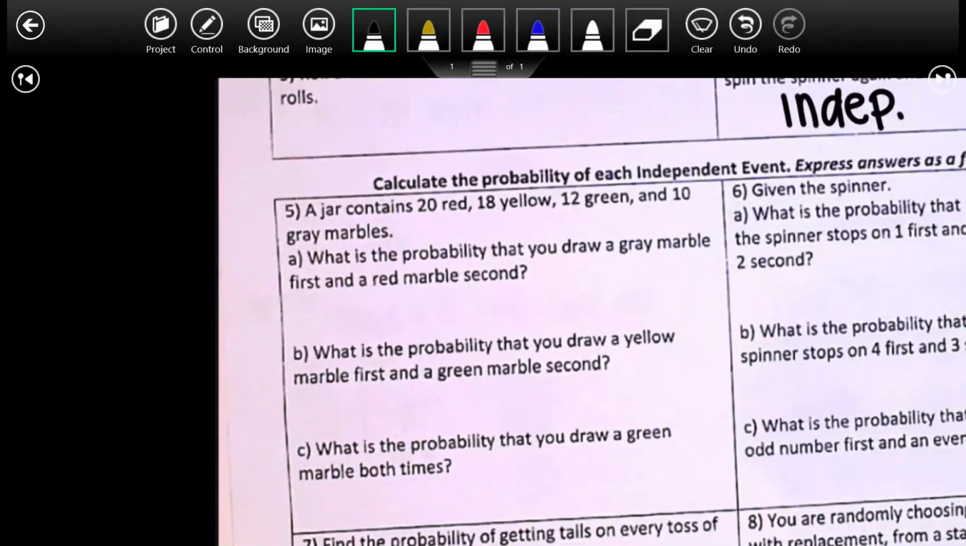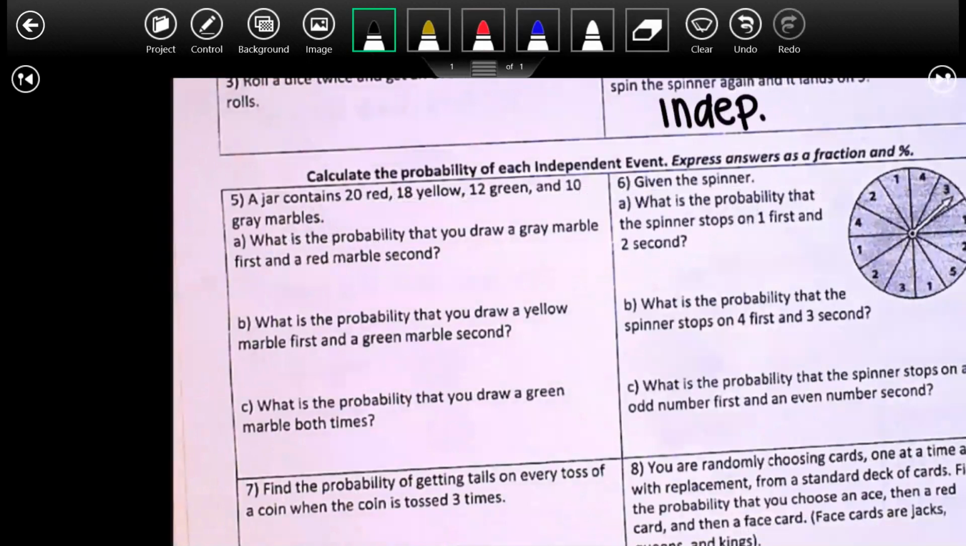The next one, it says calculate the probability, and we're assuming that these are independent events. A jar contains 20 red, 18 yellow, 12 green, 10 gray. What's the probability that you draw a gray marble first and a red marble on the second? So we're going to look at the probability of gray times the probability of red.